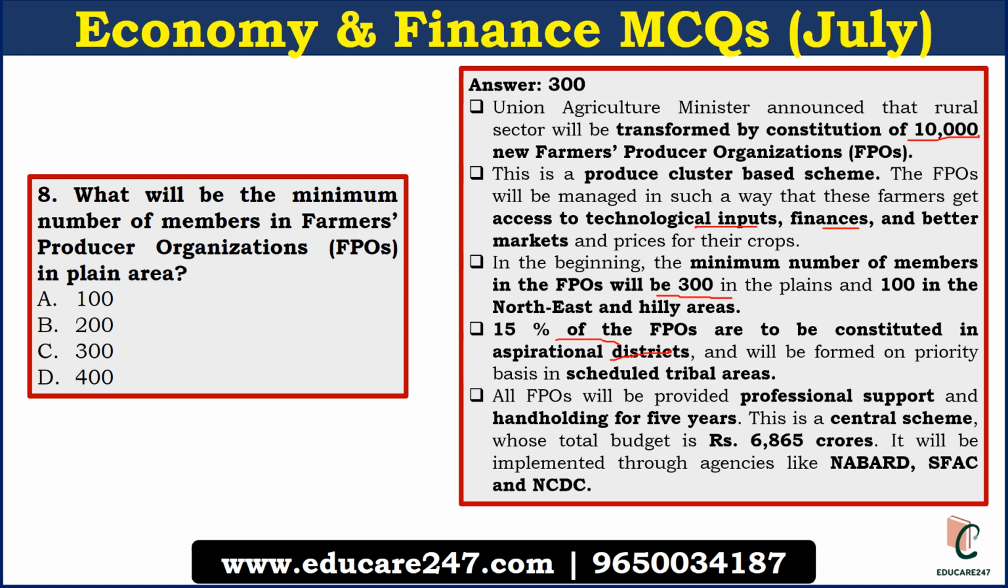This aspirational district program is run by Niti Aayog. So this is a very important program for the development of very backward districts. All FPOs will be provided professional support and hand holding for 5 years. This is a central scheme. So remember this important point. The total budget for this scheme is approx 7,000 crore and it will be implemented through agency like NABARD, SFAC and NCDC. So remember all the important points related to this scheme.